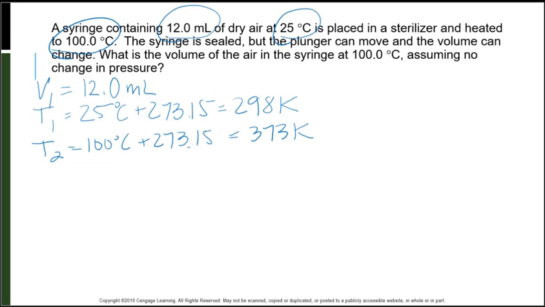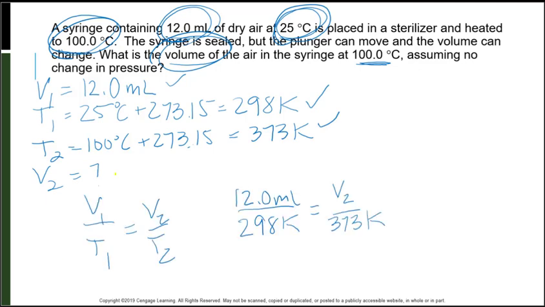Let's see if you labeled everything correctly. Our syringe contained 12 milliliters of dry air at 25 degrees Celsius. So I'm given a volume and a temperature that go together. It's heated to 100 degrees Celsius. So I'm given a new temperature. It wants to know the volume at that new temperature. So our V2 is our question mark.